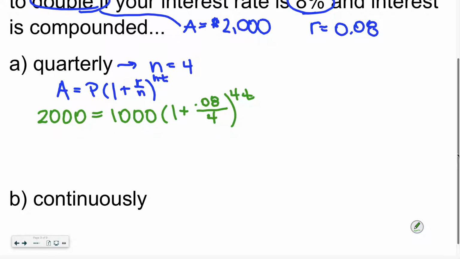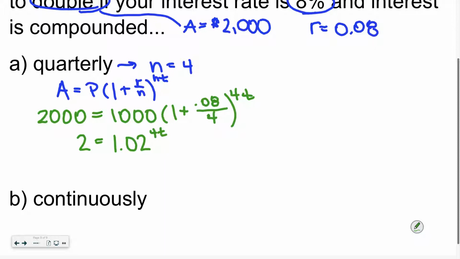Okay? All right, so what's one thing we can do? We can divide by 1,000. And what happens when we take 2,000 divided by 1,000, we get 2. That should not be a surprise. We want this to double. We don't even need to know how much we have originally. If it's going to double, we're going to get 2 when we take the amount divided by the principal. Okay? 1 plus 0.08 over 4. We can actually calculate that and write it down because it's not a crazy long decimal. What is it? 1.02. Thank you.